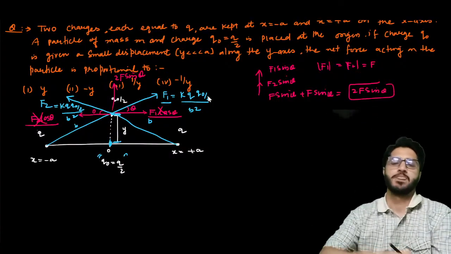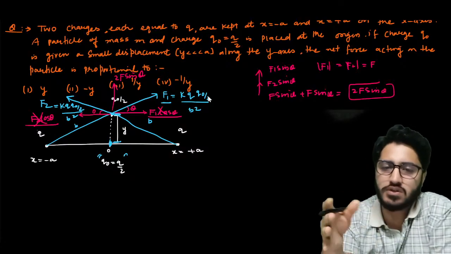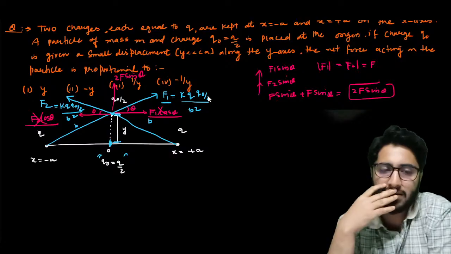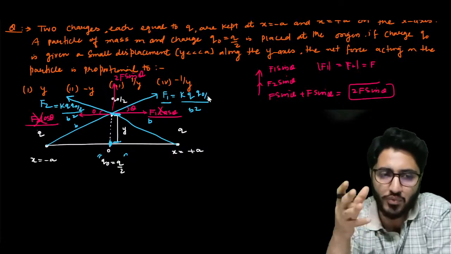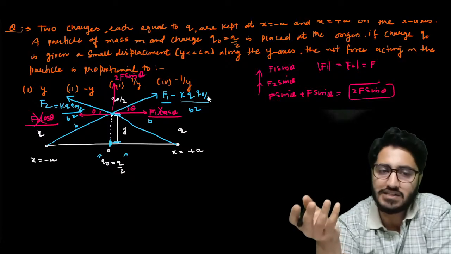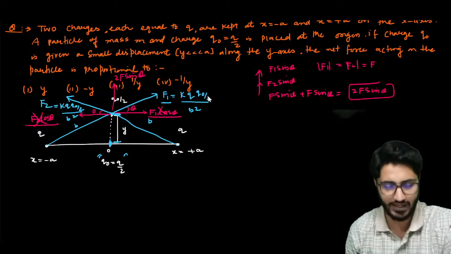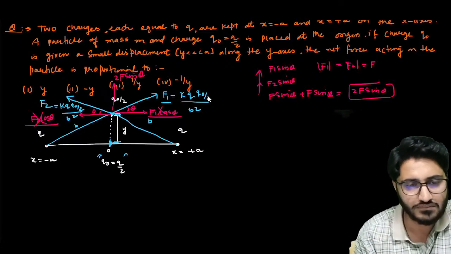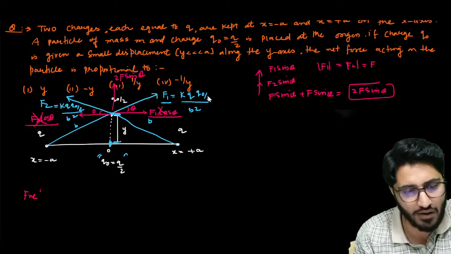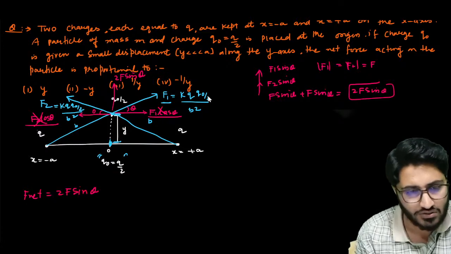No issue. So now we have to find out the net force, right? The net force we got is 2F sin theta, but it doesn't match any of the options. So we have to find out how F is related to Y. How can we get it? Look now here. My F net came out to be only 2F sin theta. Done. So look, 2 is 2.